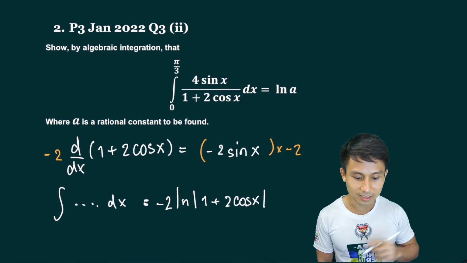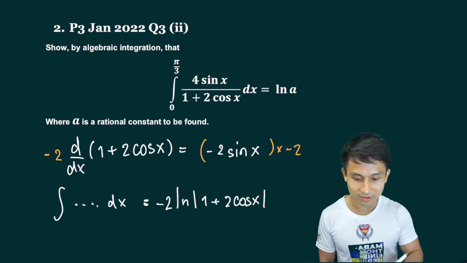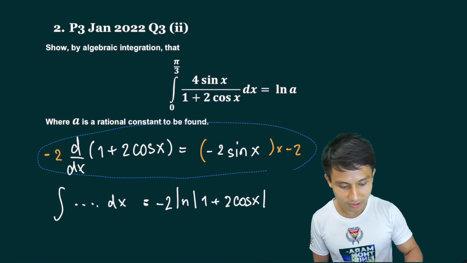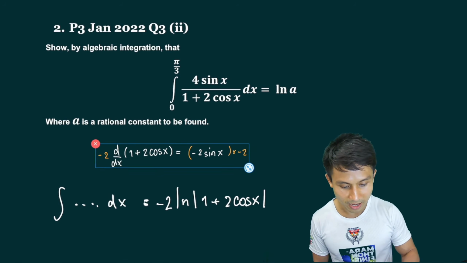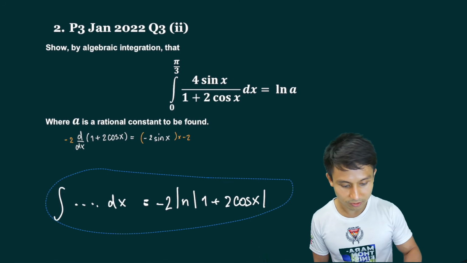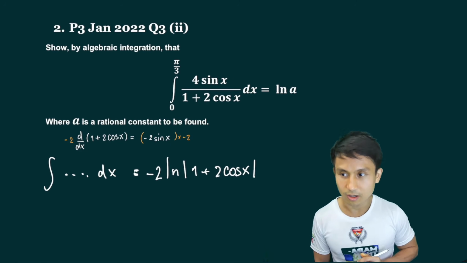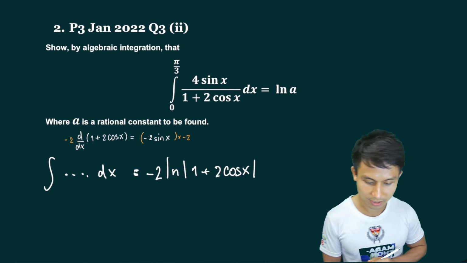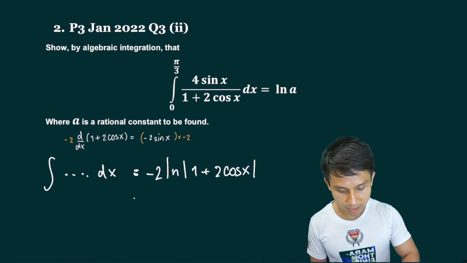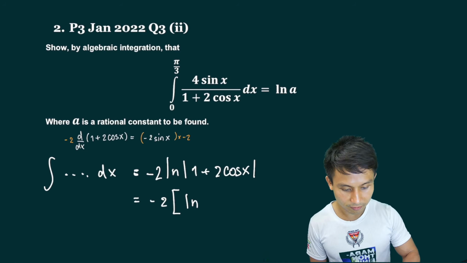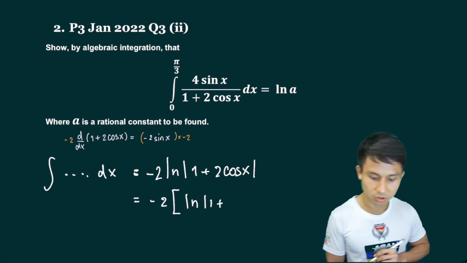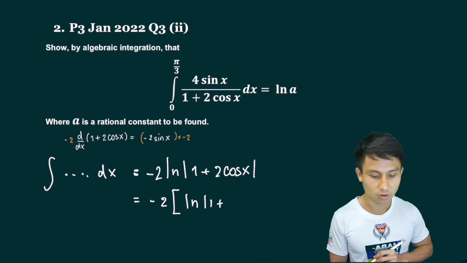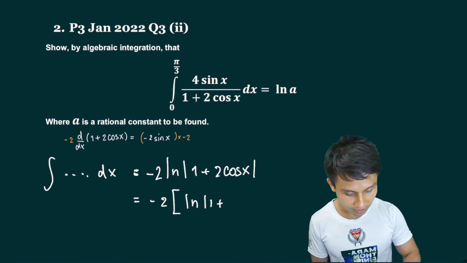Now, because in this question we need to complete it, I'm just going to tidy up the space here a little bit because I need to substitute the bounds. So we need to substitute the bounds of 0 and pi over 3. I'm just going to take minus 2 all outside there. And then ln of 1 plus, if I put pi over 3 in, it's 2 cos pi over 3, which is 1 over 2. So 2 times 1 over 2 there.